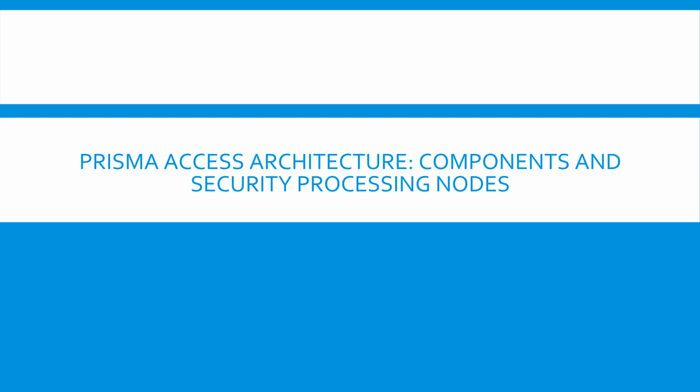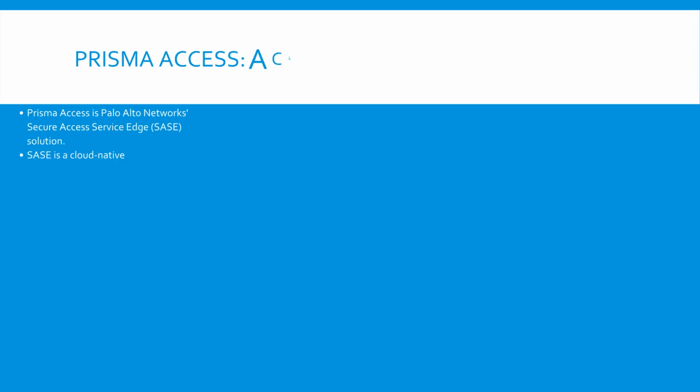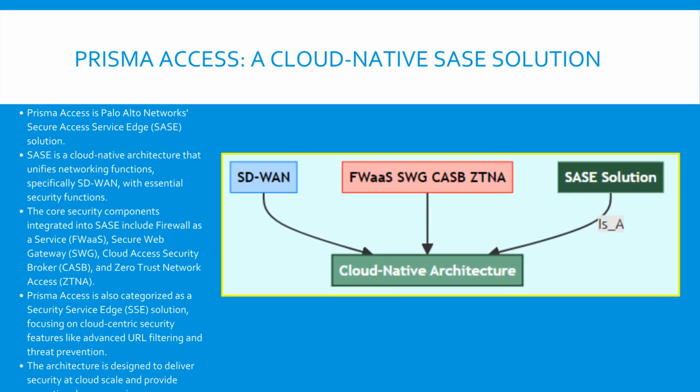Let's get started with the basics of Secure Access Service Edge, or SASE. Prisma Access is built upon the modern concept of Secure Access Service Edge, or SASE. Think of SASE as a unified cloud-delivered platform that brings together two major areas, networking and security. Traditionally, these were separate systems. SASE architecture combines networking capabilities like software-defined wide area networking, known as SD-WAN, with critical security functions.